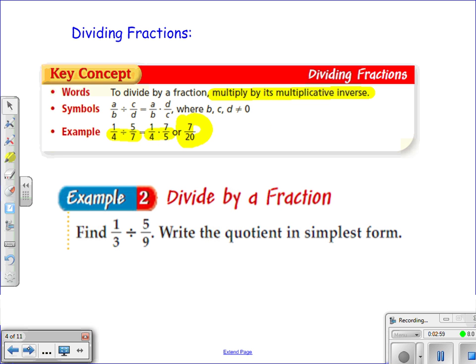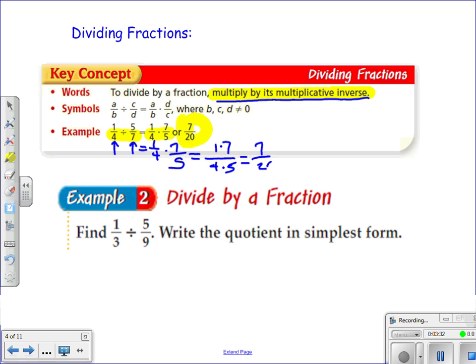All right, we're going to divide fractions. How do we do that? It's very simple. You multiply by its multiplicative inverse. So that means you take 1/4 divided by 5/7. 1/4 stays the same. You change it to a multiplication problem, and you multiply by the inverse, which is 7/5. And you multiply across, 1 times 7 over 4 times 5. And of course, you get 7 over 20.